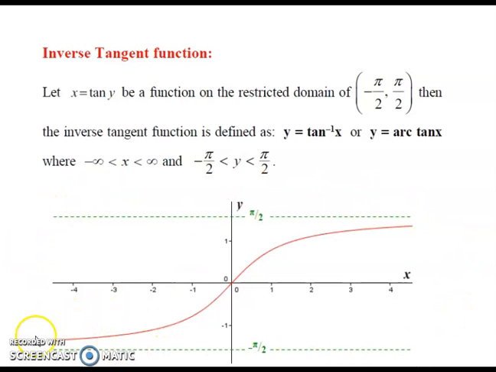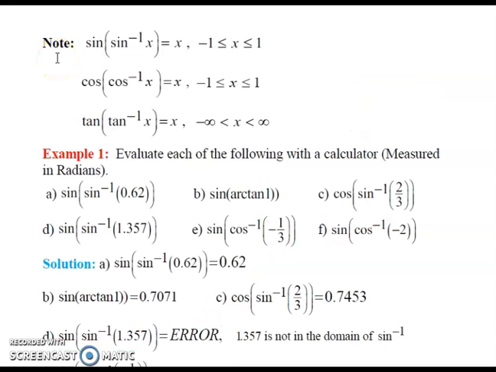If we observe, the domain is minus infinity to plus infinity and the range is not including minus pi by 2 and pi by 2, between minus pi by 2 to pi by 2, an open interval.